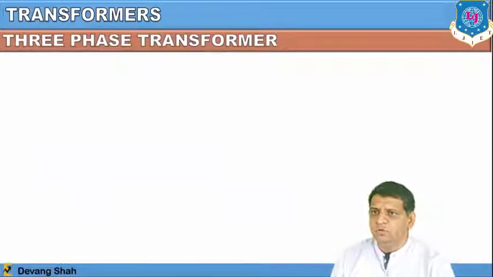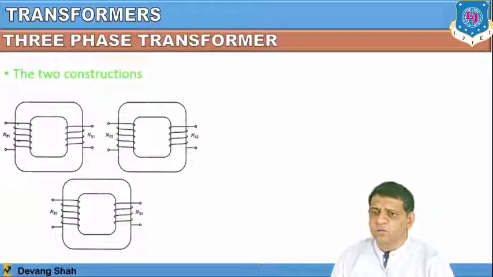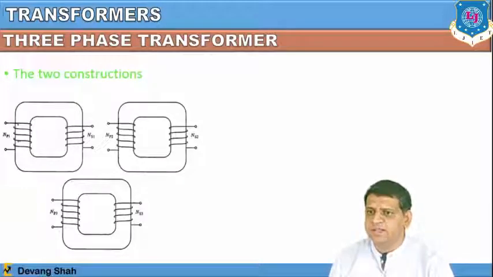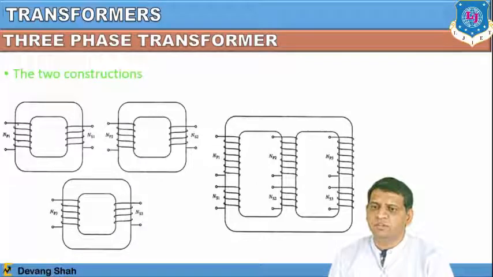Now if you check here, there are two constructions of the three-phase transformer. One is the separate-phase transformer, where you have three separate cores, and in each core you have a primary and secondary winding. In the other way, which is the simplest, there is only one core instead of three cores, with three limbs, each having a primary and secondary winding. This is a much cheaper and easier way of constructing the three-phase transformer.